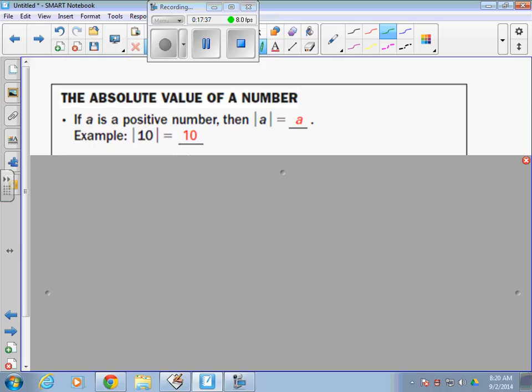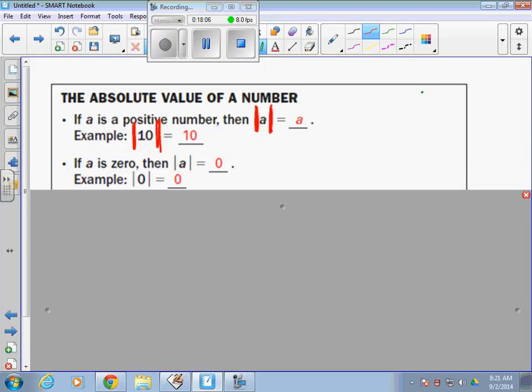Absolute value. If A is a positive number, then the absolute value of A is equal to A. The example is the absolute value of 10. Anytime you see these lines right here, and you guys know I'm going to call on y'all, and I'm not going to pick on anybody, but when I pull your stick, if you say those lines 10 or something like that, I'm going to make you re-say it. So you just assume say it the right way to start, everybody. The absolute value of 10 is 10.